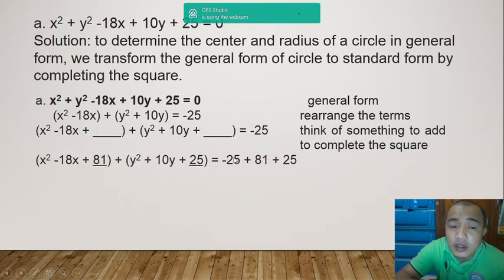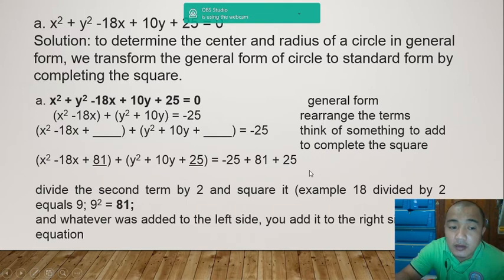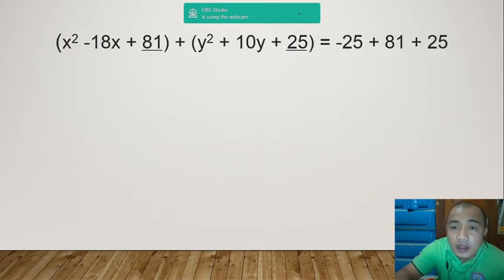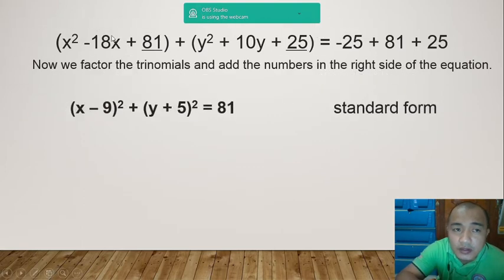Ayan. And whatever you added to the left side of the equation, you will also add to the right side of the equation. Okay? Ayan, completing the square. And from here, let us now factor this and that, and then add the terms. So, the factor of this is x minus 9 quantity squared, and the factor of that is y plus 5 quantity squared. And if you add these three numbers, the answer is 81.